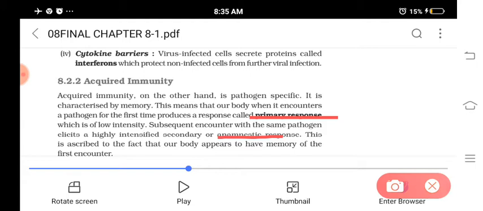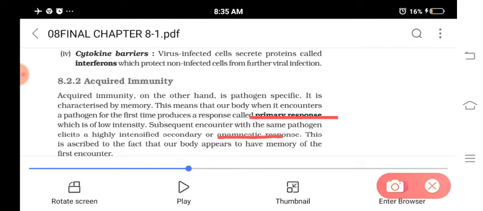Primary response means the response produced by the body when it encounters a microorganism for the first time, and the primary response will be mild or of low intensity, and the anamnestic response will be of high intensity. Why is this happening? Because already during the first infection the body encountered the microorganism and produced certain molecules called antibodies.